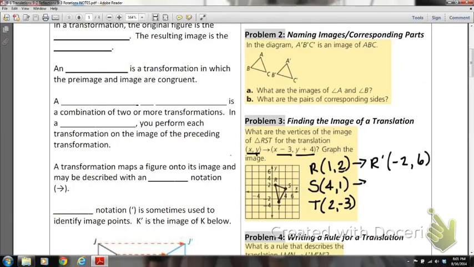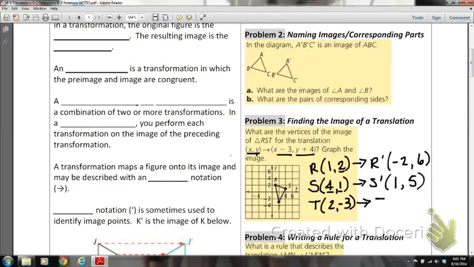Do the same thing with point S. S prime, the x value is 4 for point S. The translation, whatever x is, you subtract 3 from it. So 4 minus 3 is going to be 1. And the y coordinate of S is 1. And we need to take y plus 4 for the translation. So 1 plus 4 is 5.